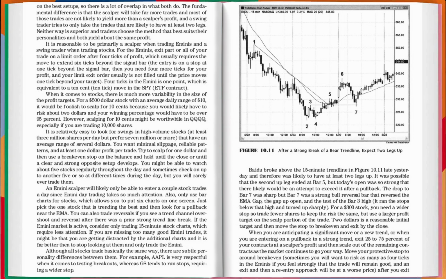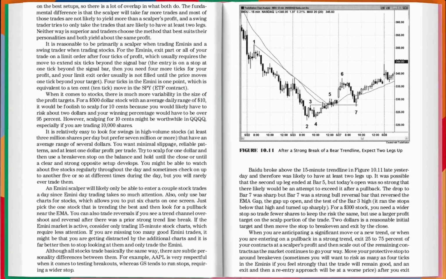Although all stocks trade basically the same way, there are subtle personality differences between them. For example, Apple is very respectful when it comes to testing breakouts, whereas GS tends to run stops, requiring a wider stop. Baidu broke above the 15-minute trend line in Figure 10. Won late yesterday and therefore was likely to have at least 2 legs up. It was possible that the second up leg ended at bar 5, but today's open was so strong that there likely would be an attempt to exceed it after a pullback.